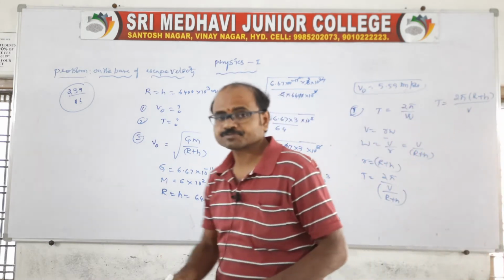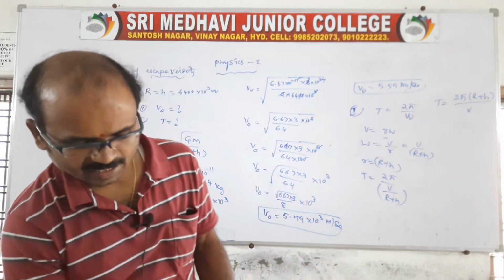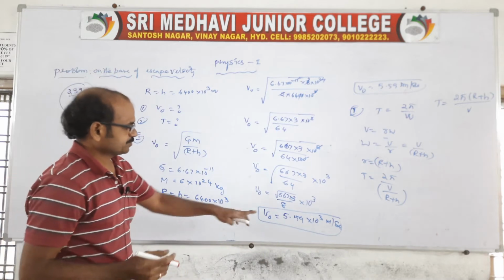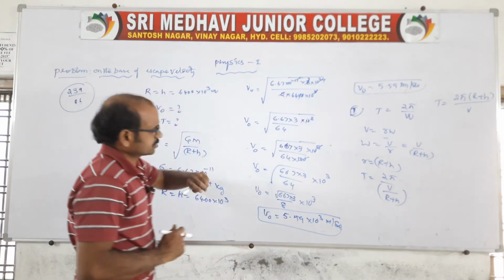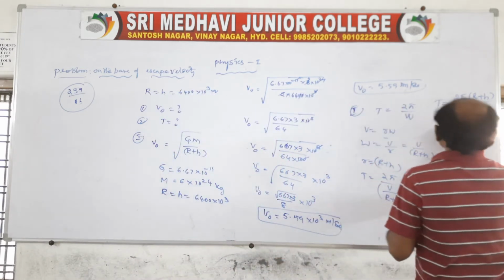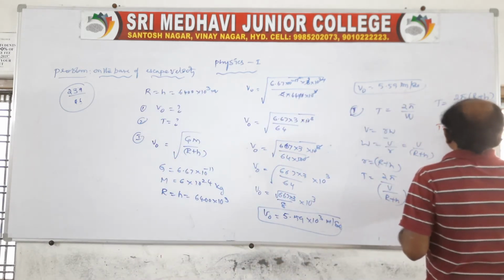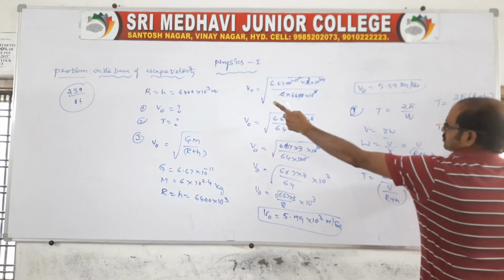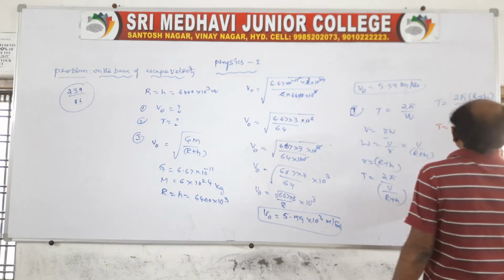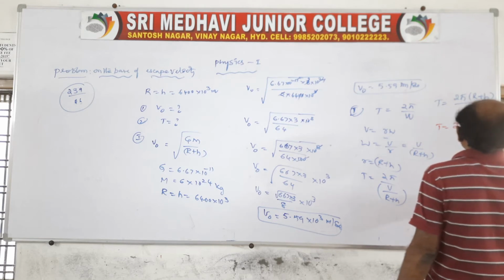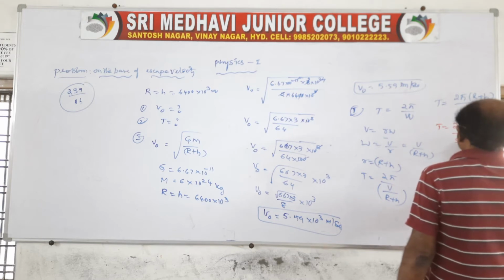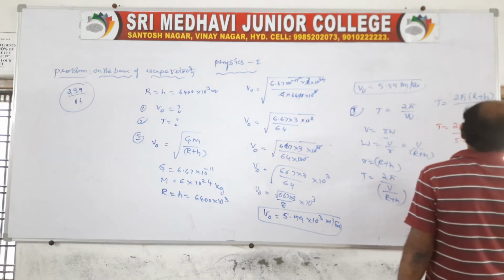That's all. So here again you do the calculation in the same method. Already we know the V naught, and we know R plus H, that is equal to the radius. This value is substituted here: 2 into 3.14 into R plus H, which is nothing but 6400, into 10 power 3 because kilometers are given. V naught is nothing but 5.59 into 10 power 3, in meters.